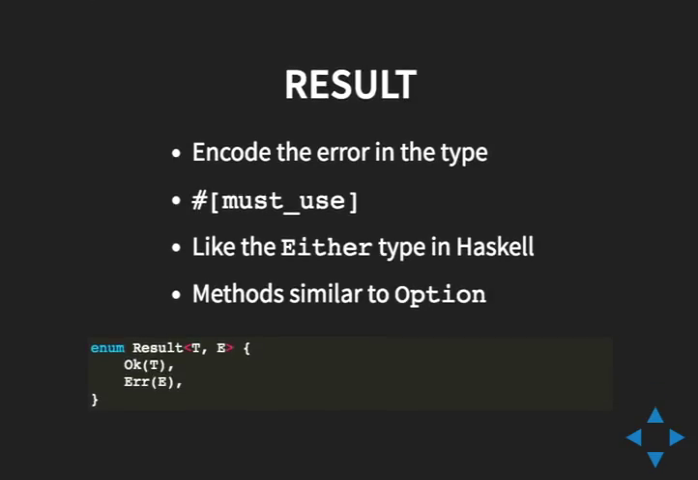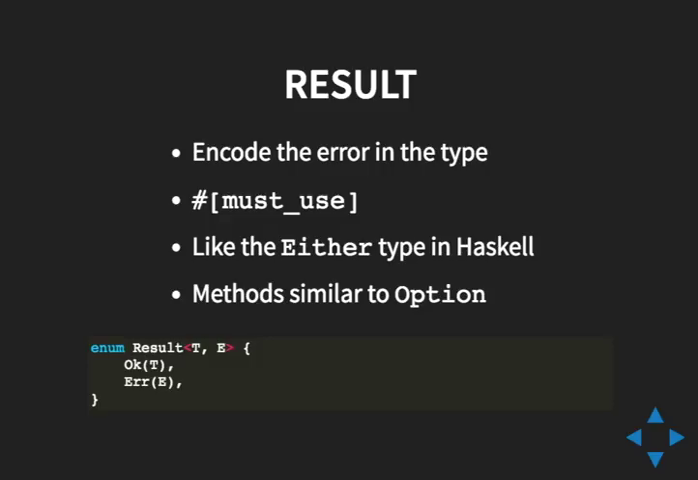So the Result type will encode the error in the type itself. It is defined, as you can see here, with an Ok variant that contains the value itself, and another variant that contains the error. It is defined with the must_use attribute, which means that you get a warning if you don't use a result, which is kind of nice because you want to handle errors and you want to know when you don't handle them. But since it's just a warning, you can just ignore it because who cares about errors anyway?